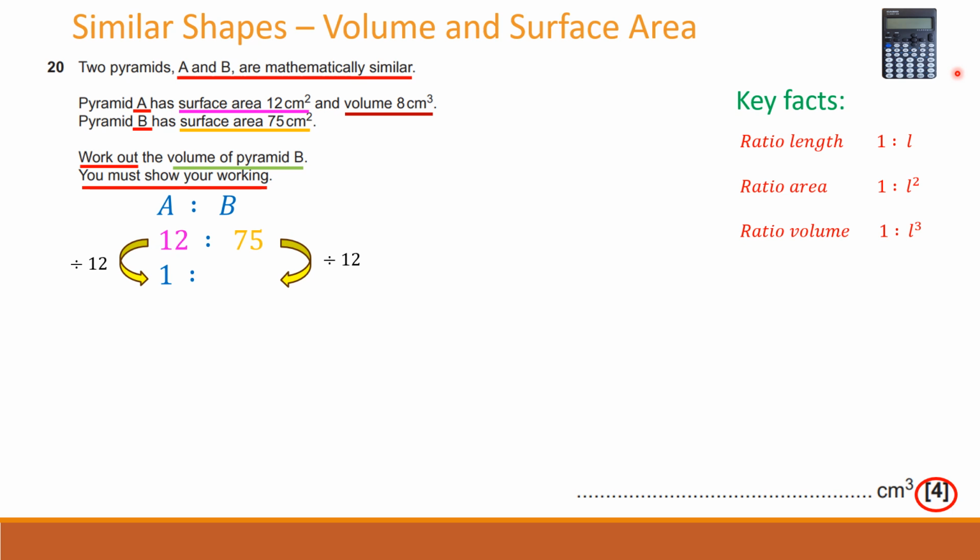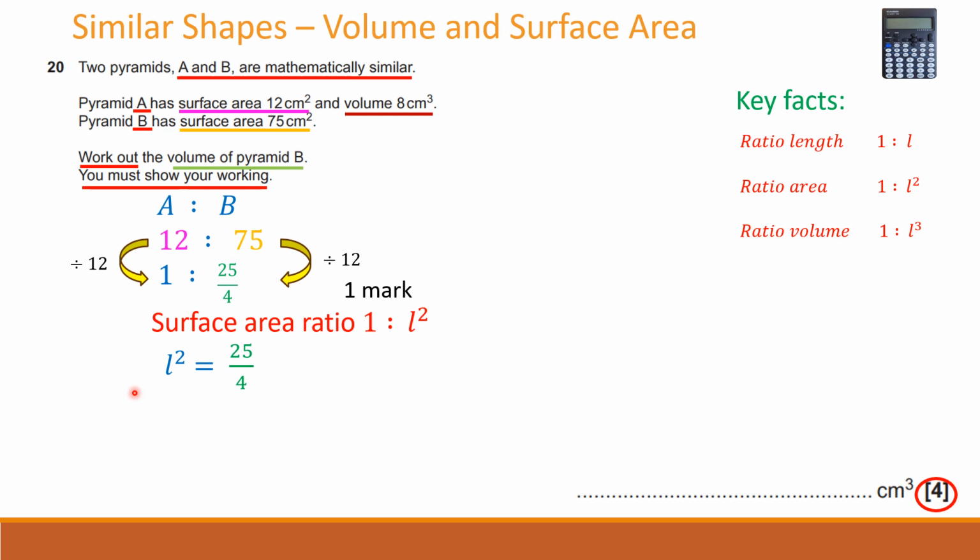Now you are allowed a calculator on this question. So you could type in 75 over 12 on your calculator, and that will cancel down to 25 over 4 for 1 mark. If you left your answer as 12 over 75, 75 over 12, or cancelled it down to a decimal, you will get the same method mark. From here, we know that the surface area ratio is in the form 1 to L squared, which means that 25 over 4 must be equal to L squared, because my surface area ratio is 1 to L squared.